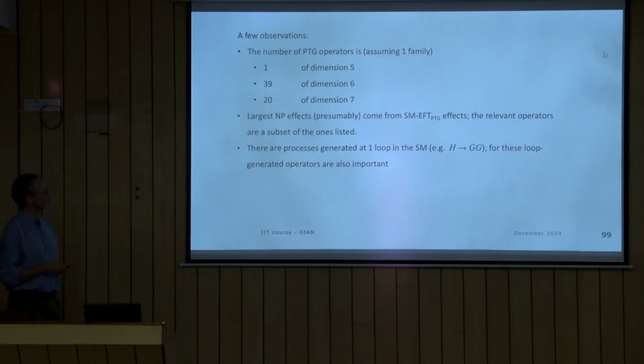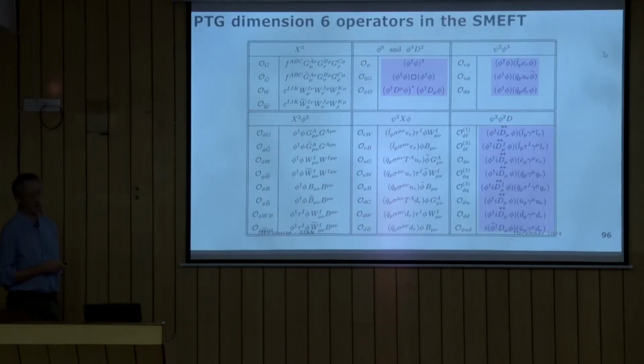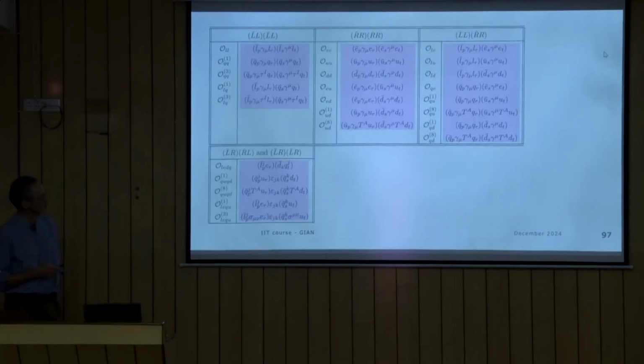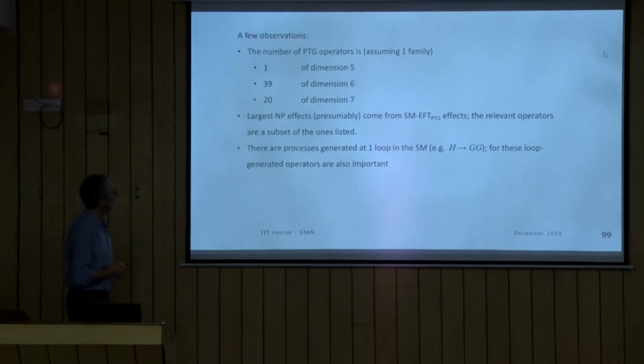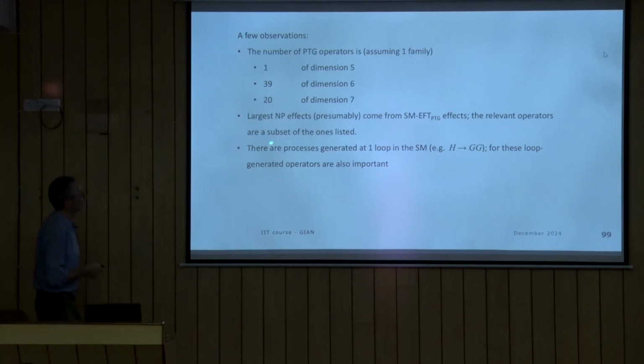In dimension 6, I did not count them for you, but the purple guys here are 39 of them for 1 generation. In dimension 7, there are 20 of them. I'm not listing them at the moment. And again, let me re-emphasize that presumably the largest NP effects that we can observe come from the PTG operators.